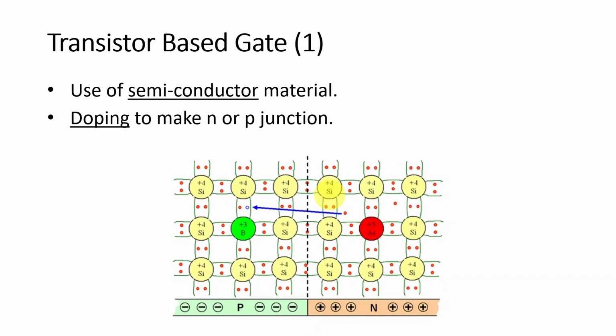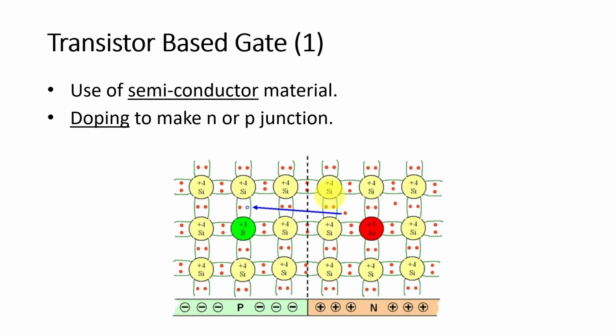Semiconductor materials are materials which are neither conductors nor insulators. The conductors allow free flow of electrons, whereas the insulators do not allow flow of electricity. But when it comes to semiconductors, under certain conditions, they allow flow of electricity. Semiconductors on their own do not allow flow of electrons or electricity.